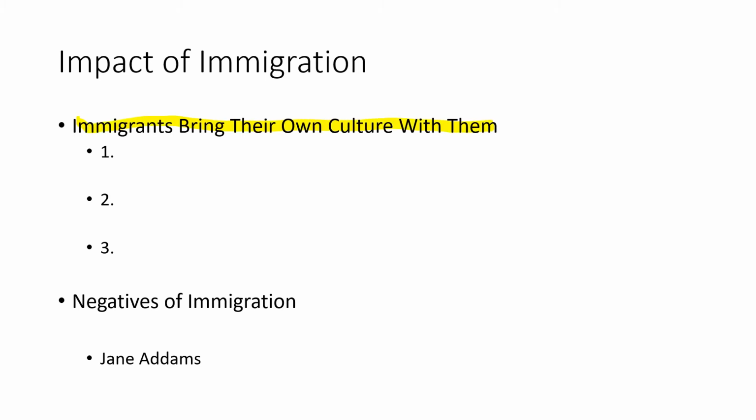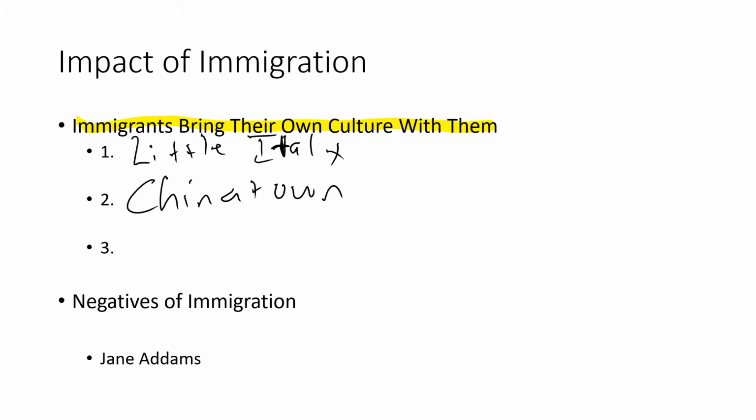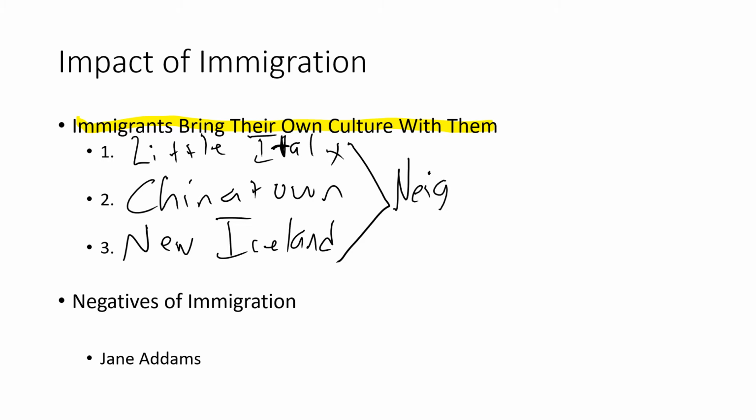And what they do is, in major cities, they're going to settle into a few distinct neighborhoods around people that are from their home country. The three most famous neighborhoods are places called Little Italy, where mostly Italian immigrants settle in the United States; Chinatown, where Chinese immigrants settle in the United States; and New Ireland. These were all pretty much neighborhoods where immigrants live together.